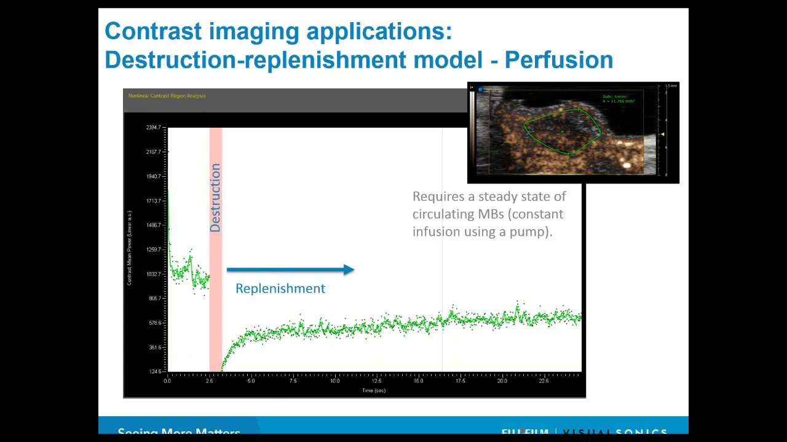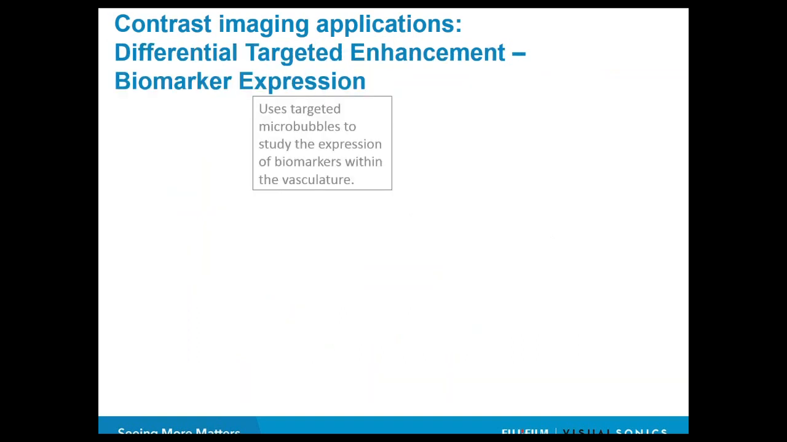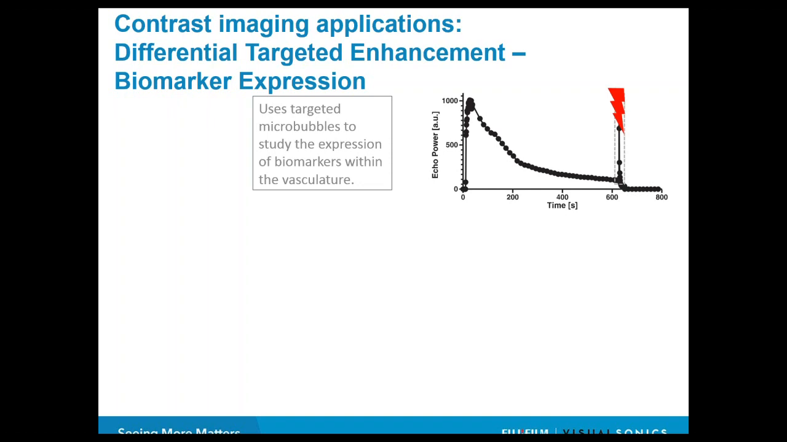And the third model I would like to introduce to you today is contrast imaging for targeted biomarker expressions. This is the second type of microbubble that I showed you in the beginning of the presentation. So we are using, in this case, targeted microbubbles to study the expression of biomarkers within the vasculature. And in terms of imaging, this type of application combines the two imaging sequences I showed to you before.